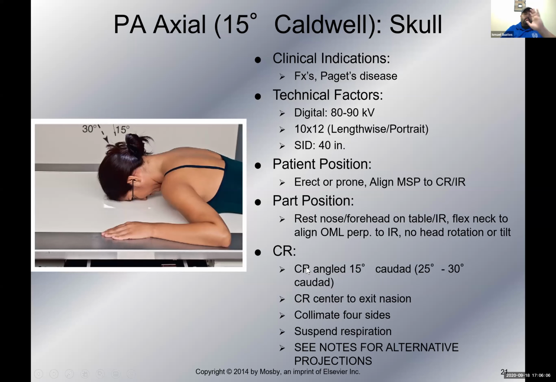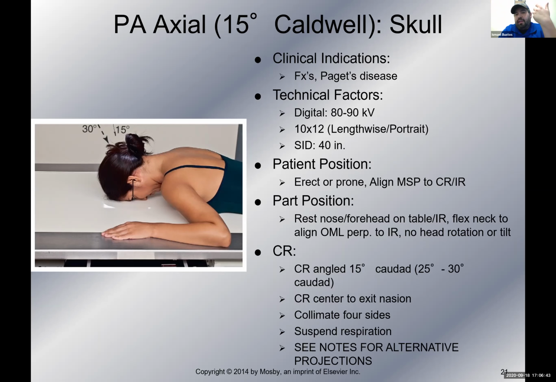So again, what makes it a Caldwell? What makes this PA axial Caldwell? I'll wait a little bit till you tell me. And I'm sure you're going to say that it's the relationship between the CR and the OML of 15 degrees. Just because I angle the CR 15 degrees doesn't make it a Caldwell. It has to be the angle between the CR and the OML of 15 degrees. That's what makes it a Caldwell. Because I can angle the CR 15 degrees, but if the OML is way off, it's not going to be a Caldwell.